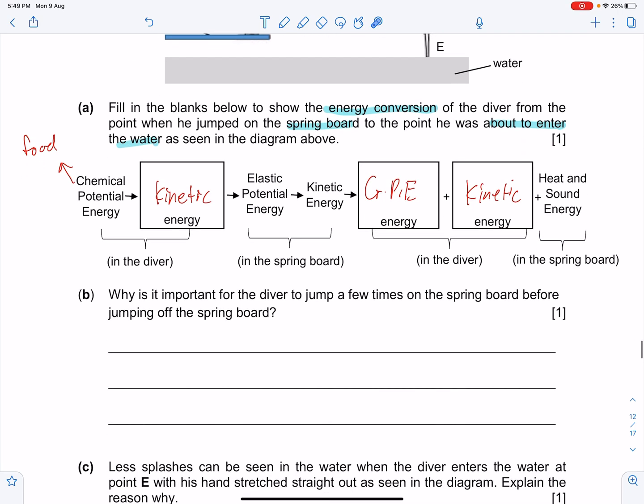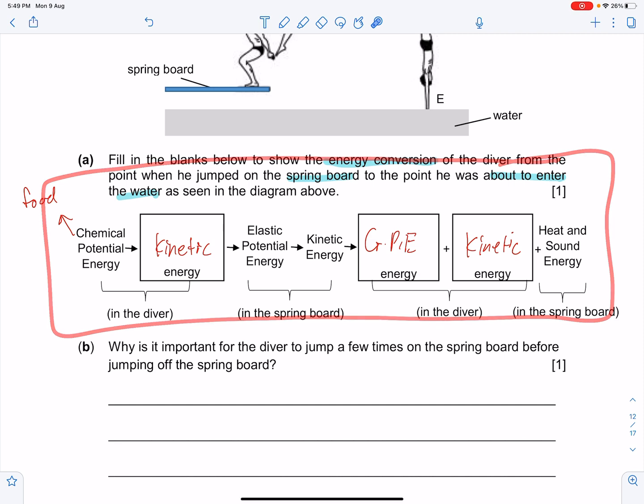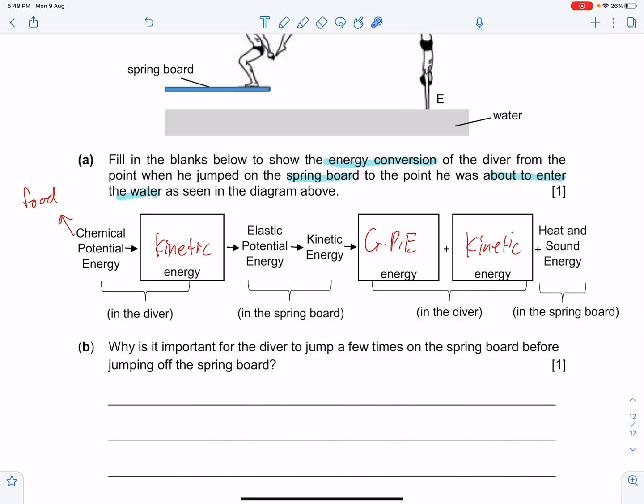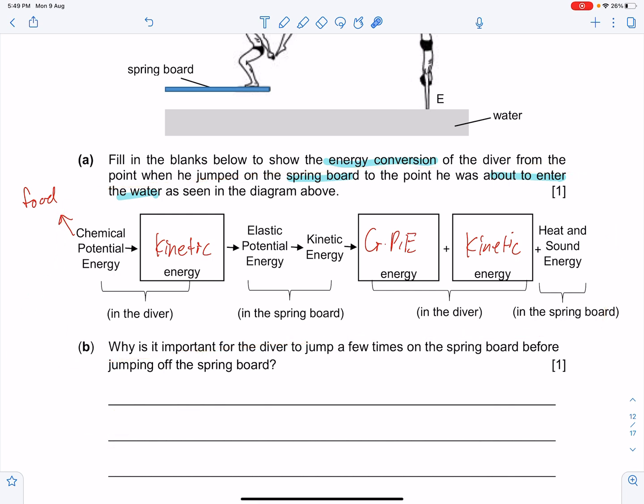Now usually when they give you a conversion diagram like this, and they ask you to fill in the energy conversion, so far most of the questions that I've seen, this is actually required in the next part of the question. If you get this correct, this will help you to get your second portion correct. So let's take a look.